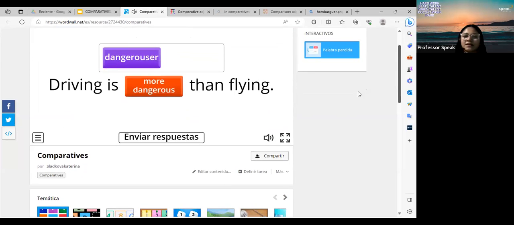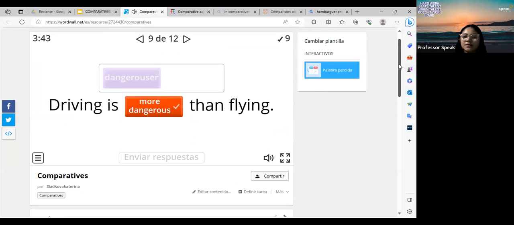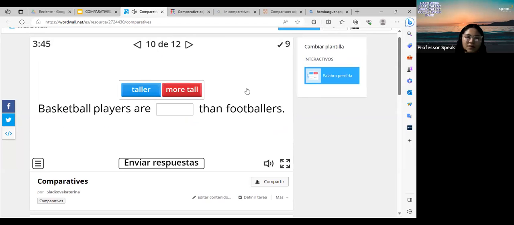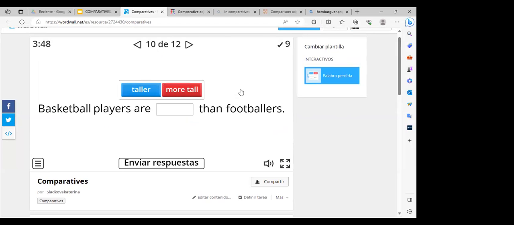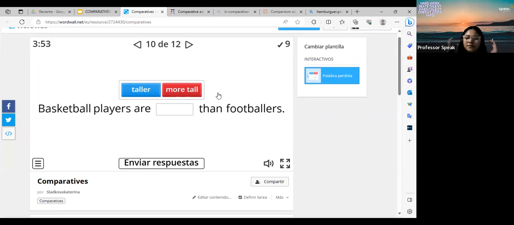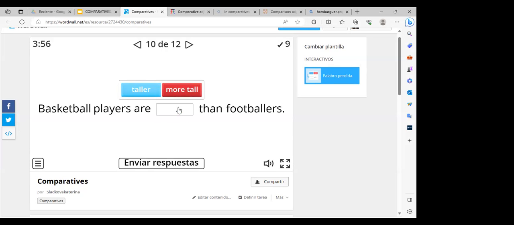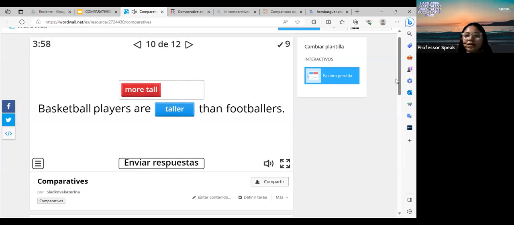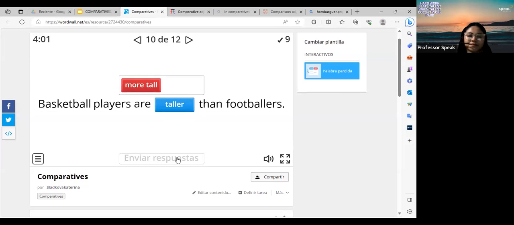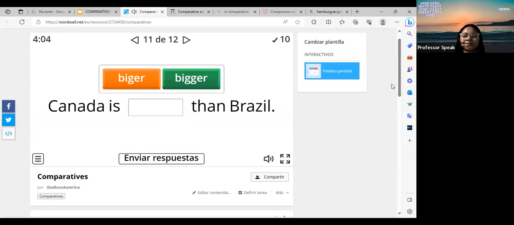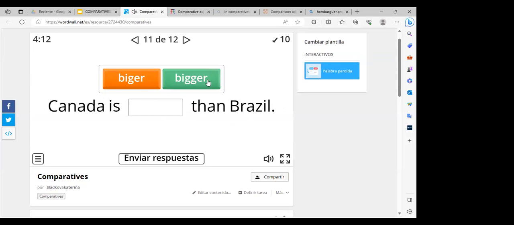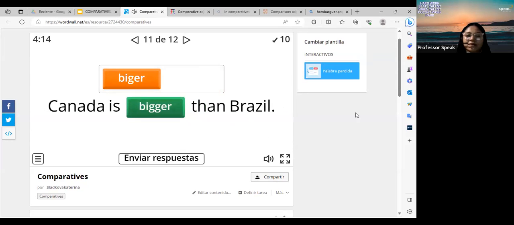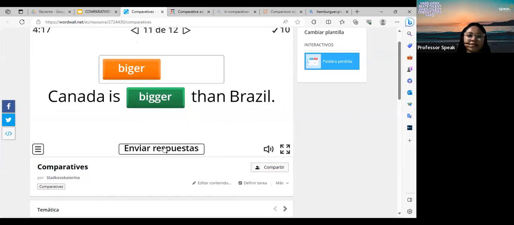Okay, let's continue, guys, with the other one. Taller. More tall or taller? Taller. Taller, of course. Okay, let's see with the last one. Canada is this one or this? The second one. The green one, very good. Remember, we doubled the last consonant.